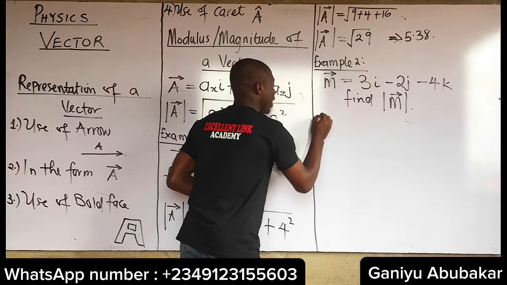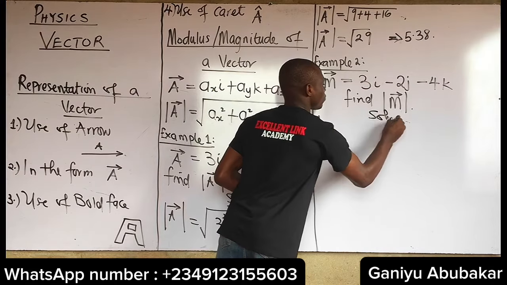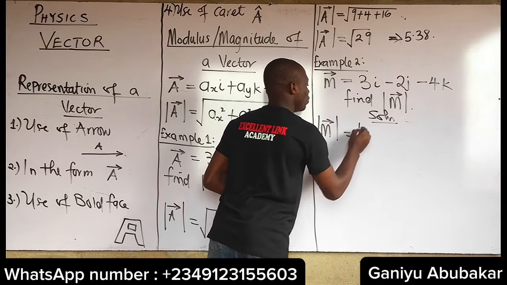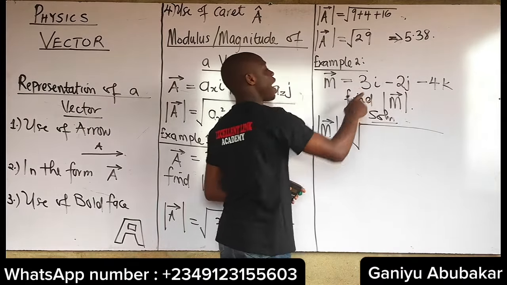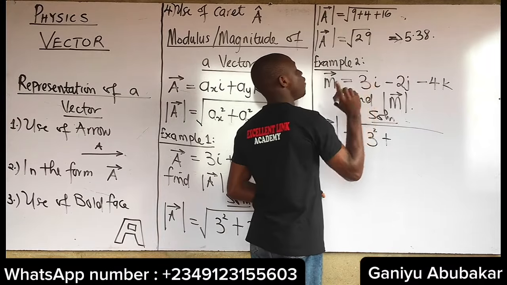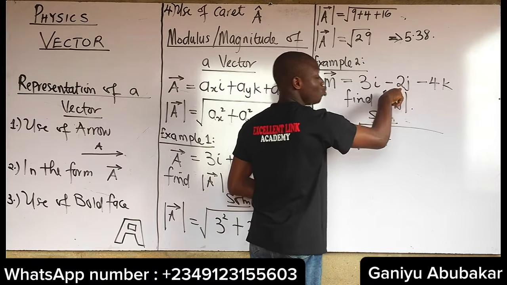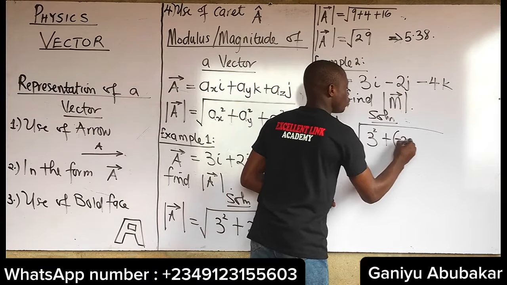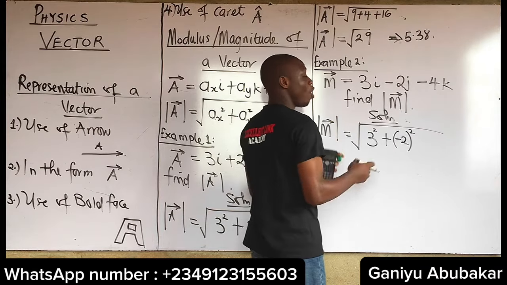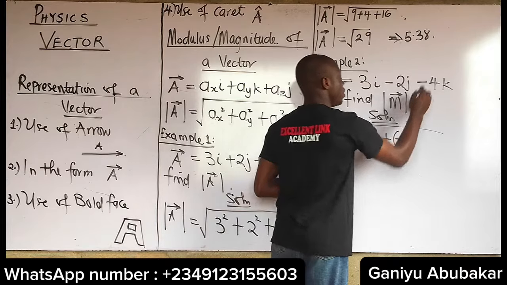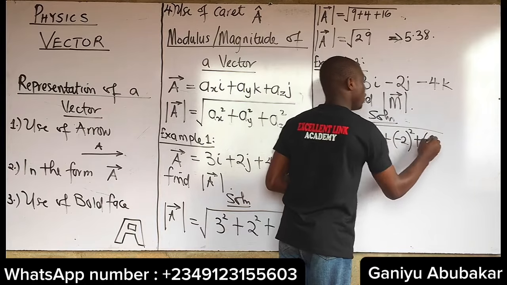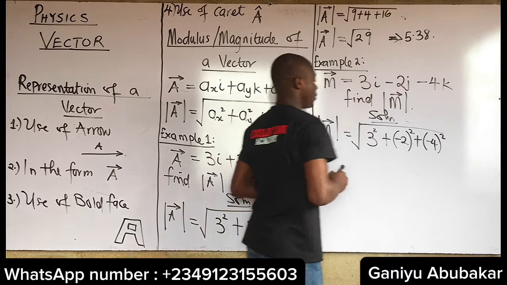The magnitude of vector m will be equal to the square root of the coefficient of i, here 3, so I'll have 3 squared, plus the coefficient of j, which is minus 2, please. So I'll have (minus 2) all squared. Observe, encase them in brackets when it comes to minus. This is plus the coefficient of k, which is minus 4, so I have (minus 4) all squared.